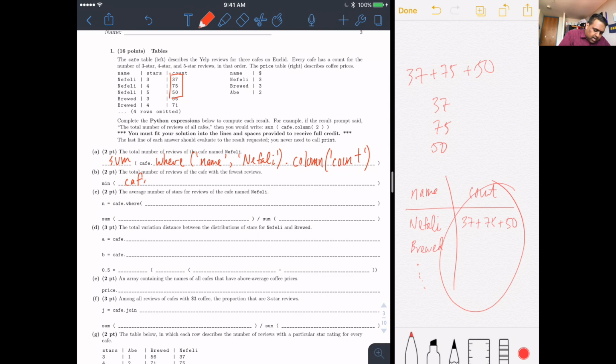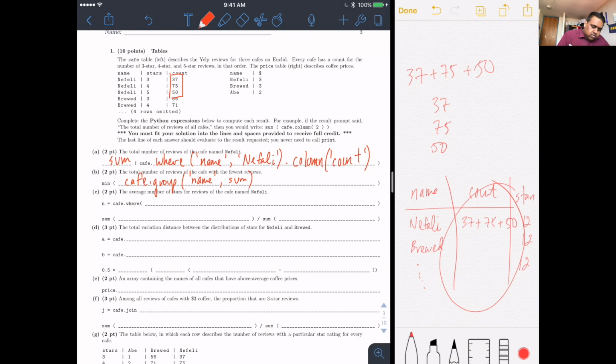So if we do cafe.group by the name, we know that will group by the name column. And now we don't want to average the different count values or average the different star values. We want to add them up, right? So we do sum. And now in this case, each of these rows will also have a stars column, each of which will be 3 plus 4 plus 5, which is 12. I mean, that's kind of meaningless, but we don't have to look at that, right?